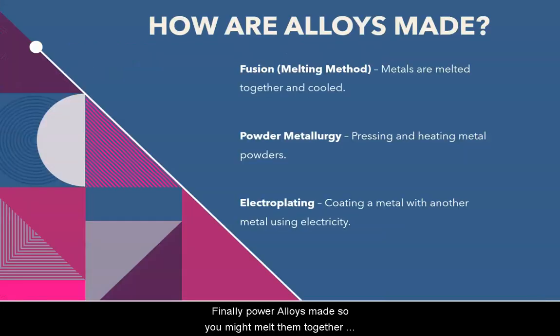Finally, how are alloys made? So you might melt them together, and that's in their molten or liquid forms, and that's going to be fusion. You might press and heat metal powders, and that's powder metallurgy. And you might use some electroplating, which is coating a metal with another metal using electricity.